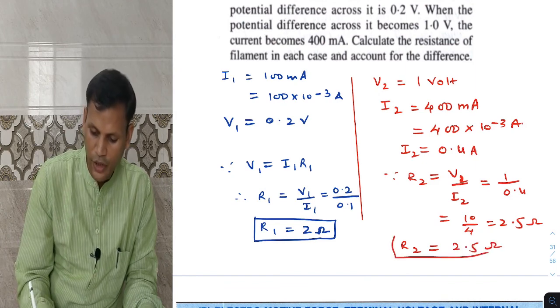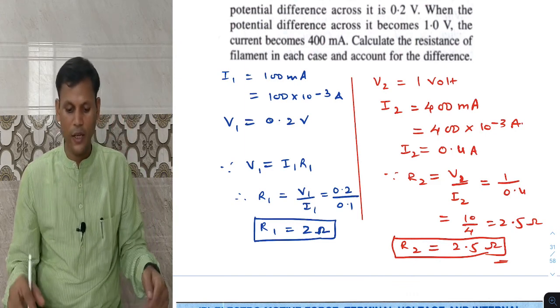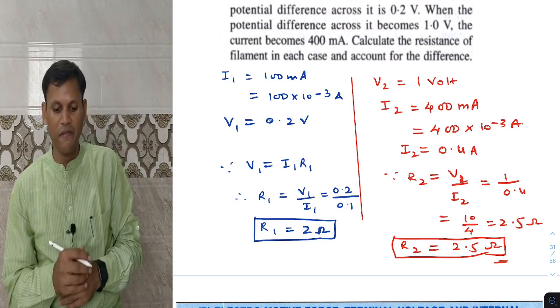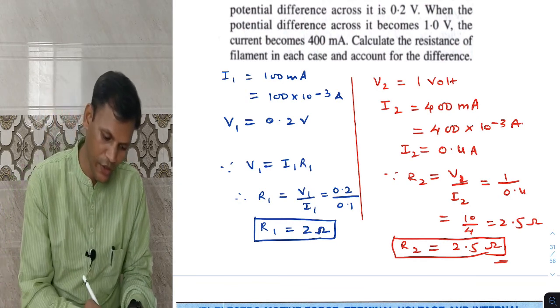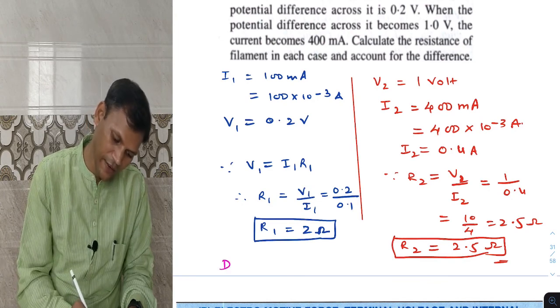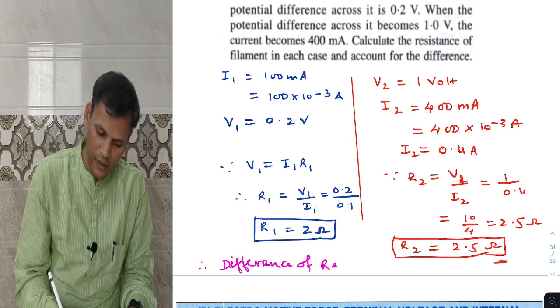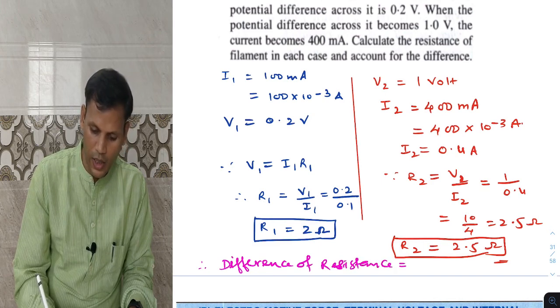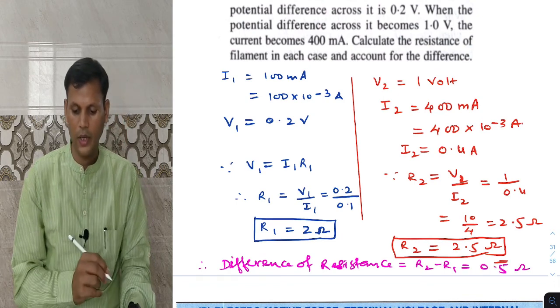Now we have to mention and account for the difference. What is the difference? The difference of resistance is 0.5. So we can write that part also. The difference of resistance is equal to R2 minus R1, which is 0.5 ohm.